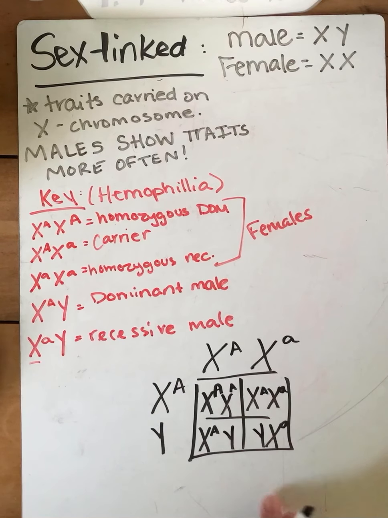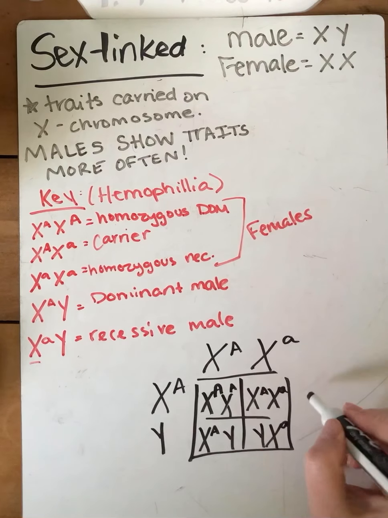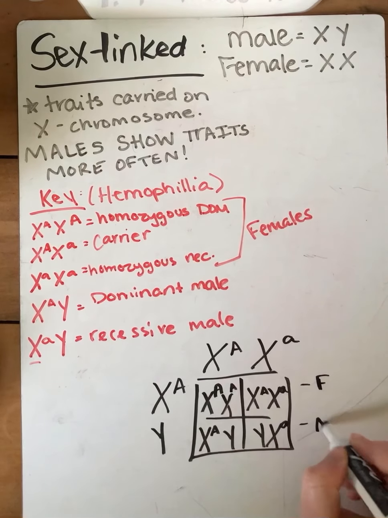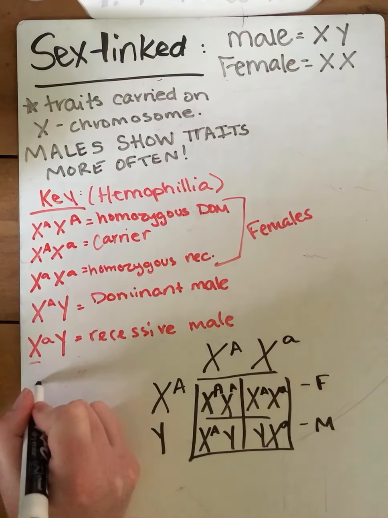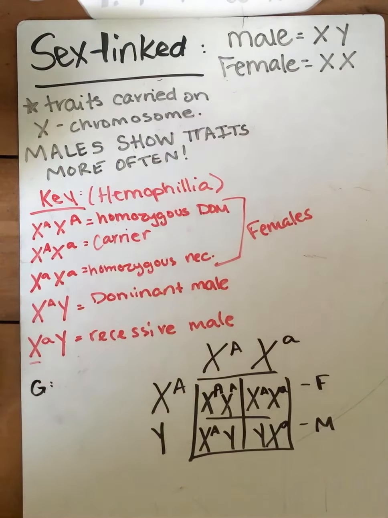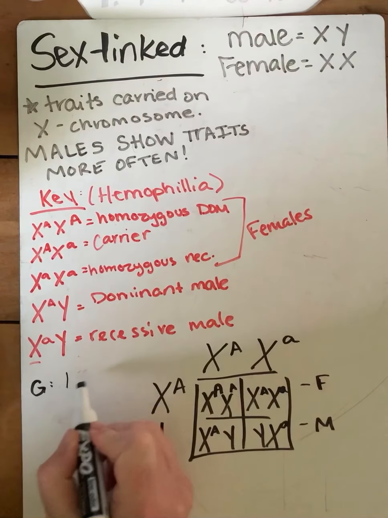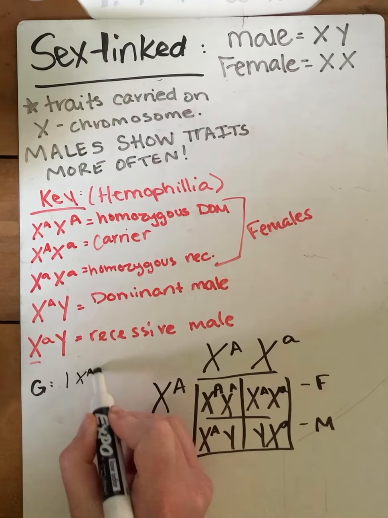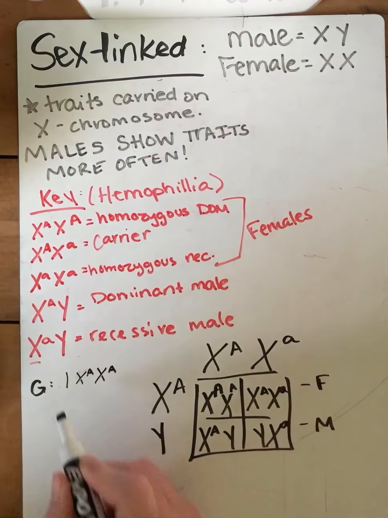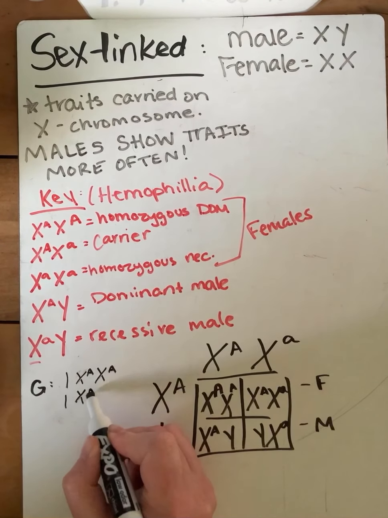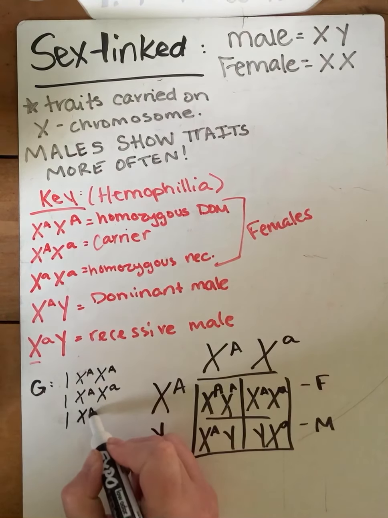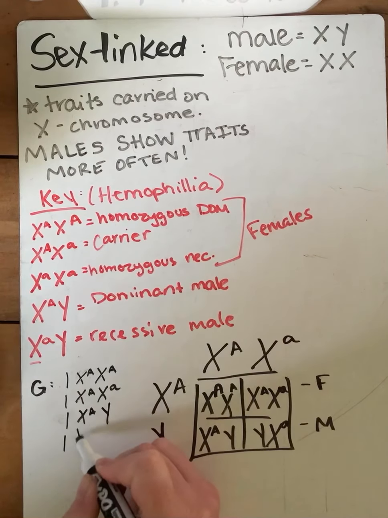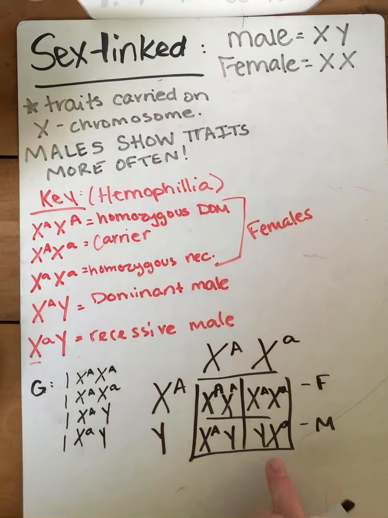So you'll notice that within our Punnett square, we have 2 females and we're going to have 2 males. So that's going to affect our genotypes a little bit. If we wanted to mark out our genotypes, if you look, you have 1 female who is homozygous dominant. You have 1 female who is a carrier. You have 1 male who has the dominant trait. And you actually are going to have 1 hemophilic male. So that would be our genotype.